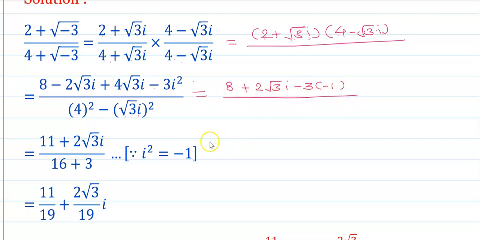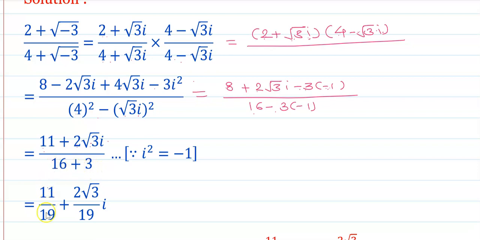And to the denominator, here is a 4 square means what? 16 minus root 3 square. Root 3 square is a 3. I square means what? Minus 1. Okay. Now see, minus 3 minus 1, that will become plus 3, plus 3 plus 8, 11. Next 2 root 3i. Here is a 2 root 3i. 16. This minus and minus, that will become plus. 16 plus 3, which is the 19. Okay. And hence it is 11 plus 2 root 3i upon 19.